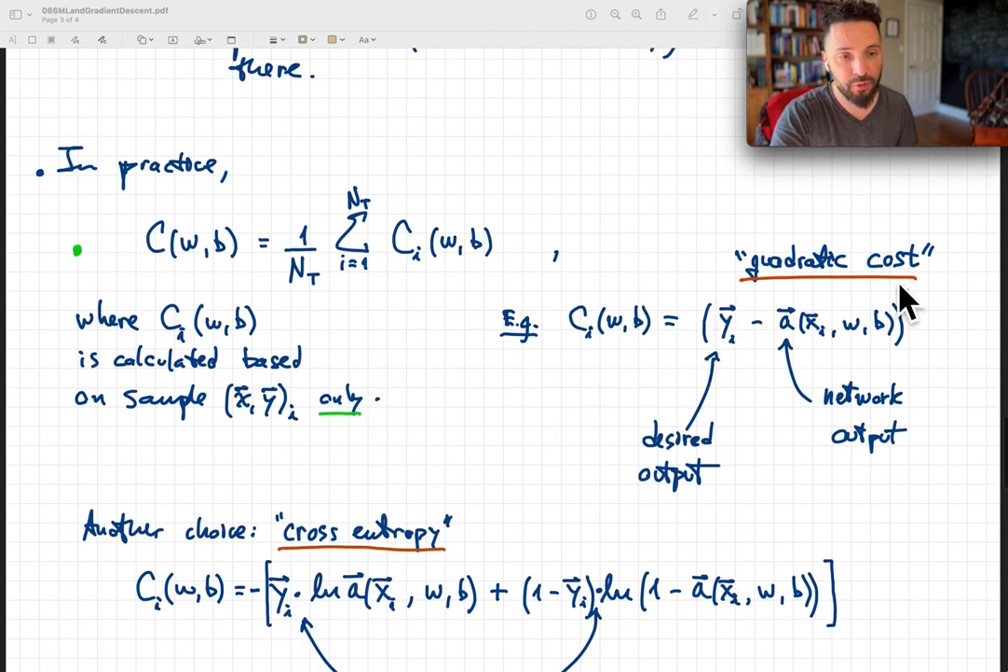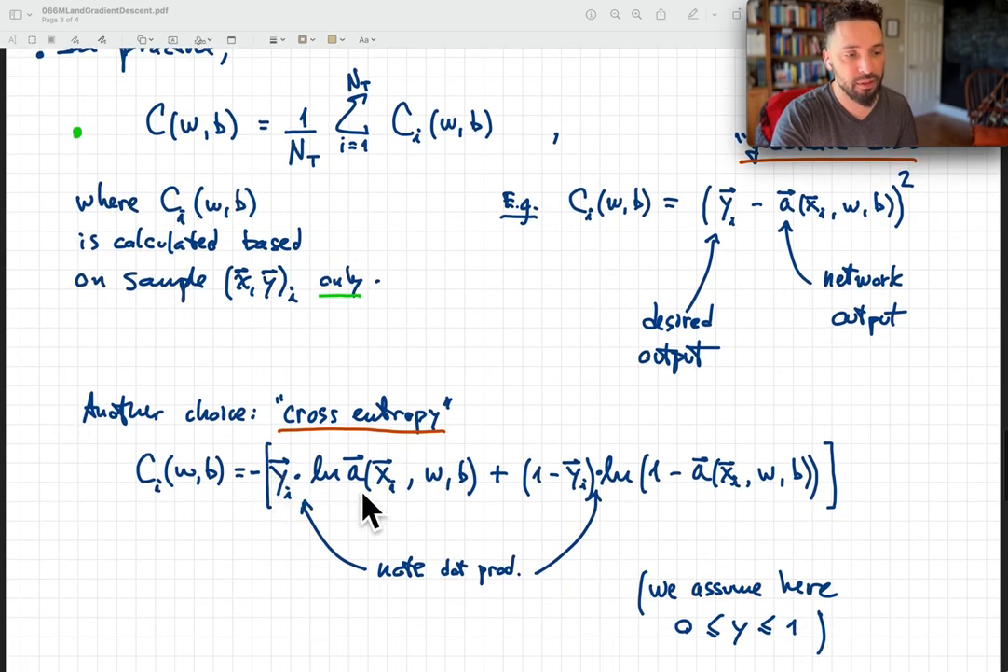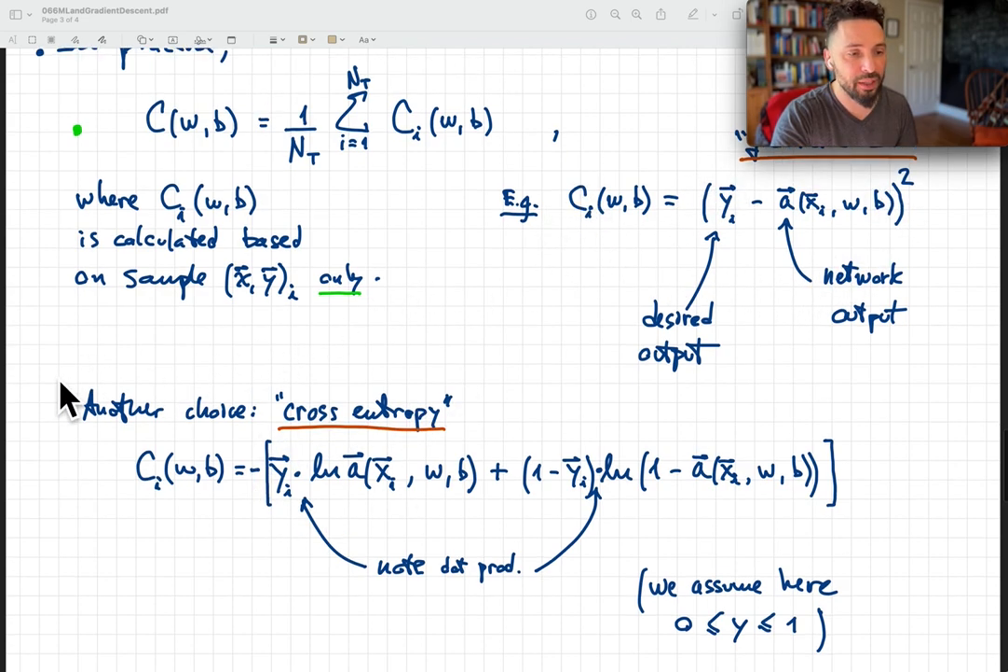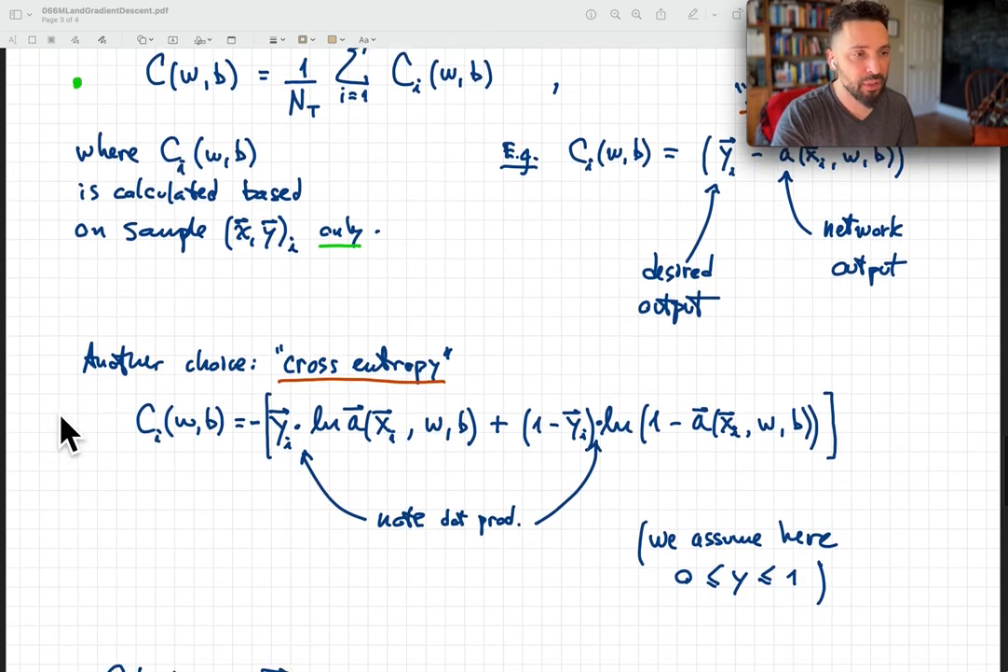There are other choices for the cost function, such as this one, the cross entropy, which there are reasons to choose rather than the quadratic cost. We'll come back to the discussion of quadratic cost, cross entropy, and such in a future video. But this is basically the structure.